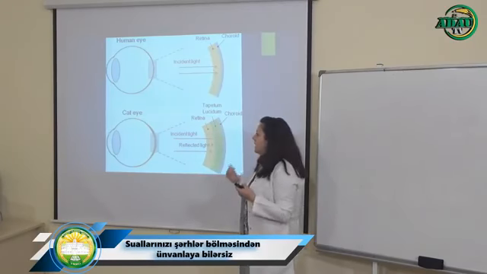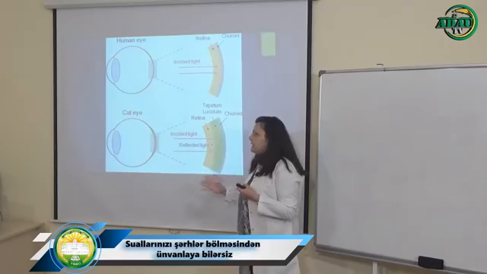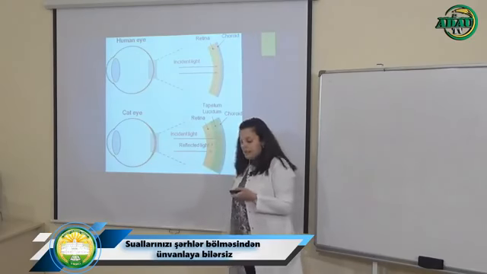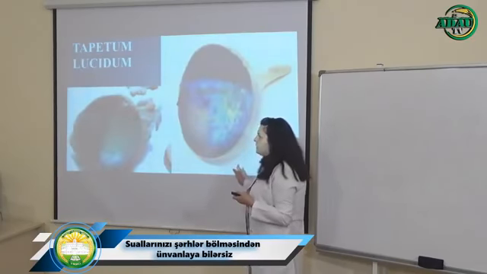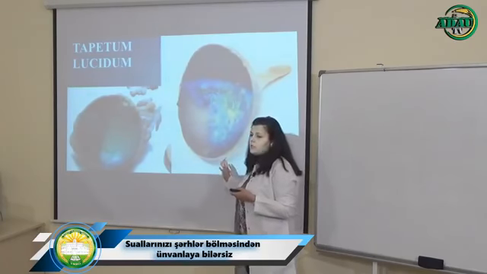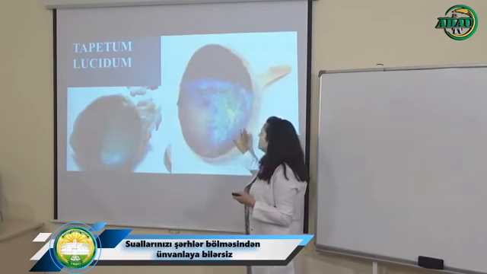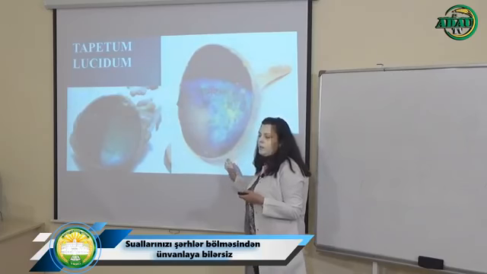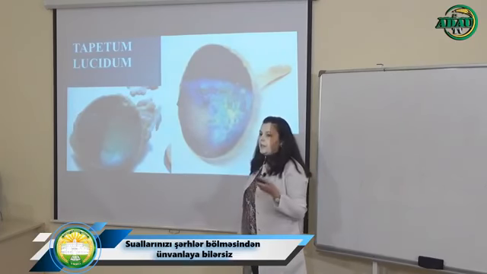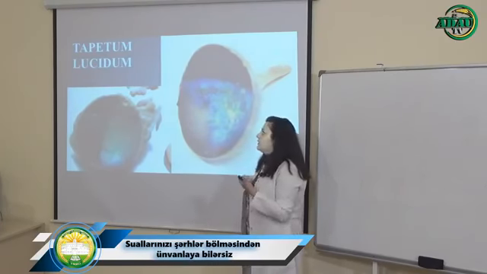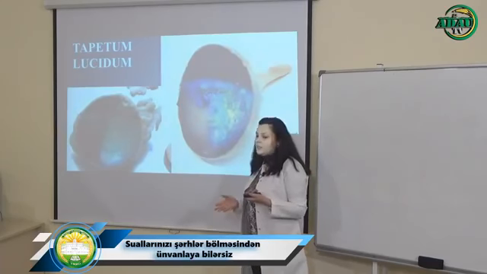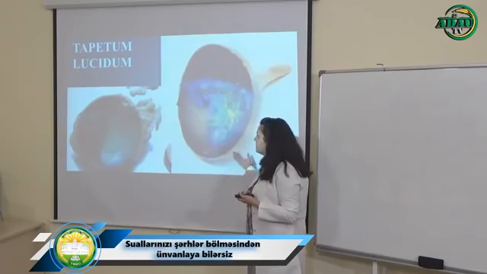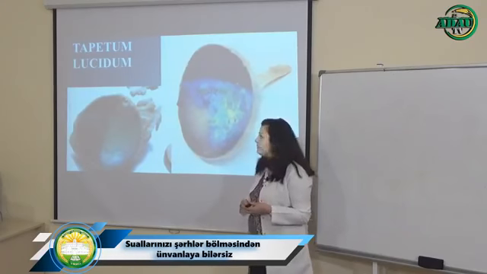So again, I would like to repeat that this layer is absent in the pig. The color of the tapetum lucidum can be very different. In the horse and in the ox, the color is blue. However, in the cat this color is yellow, and in the dog it is green. So these colors can be different, but generally you can see how the tapetum lucidum looks.